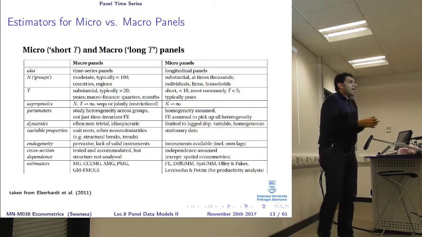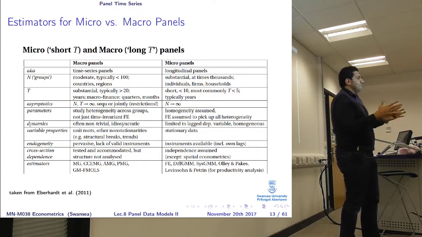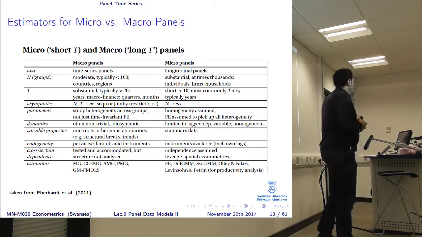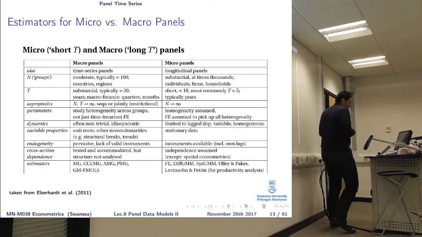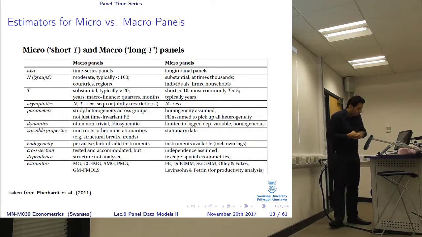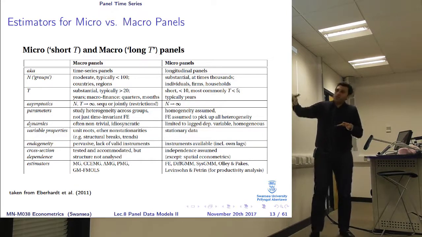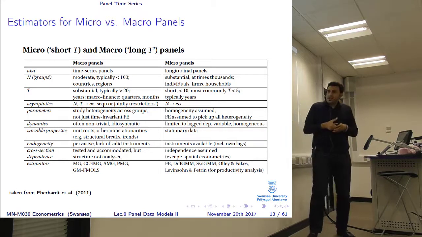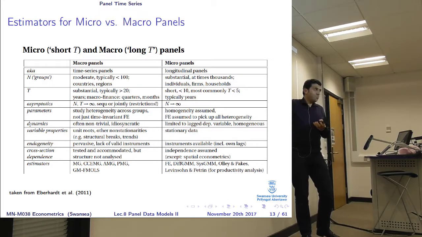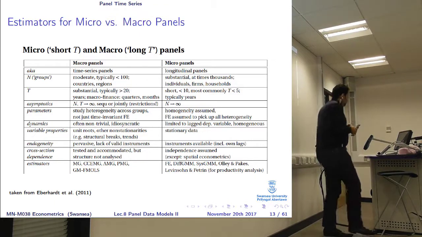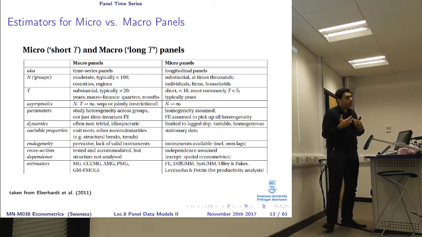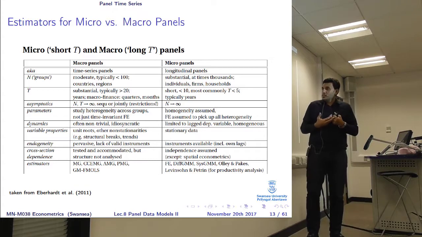But also, when you have a large panel in any case, when you have N large and T large, then you would be worried about both. So the issues that are related to both are something that you should consider in your estimation. This is just a very quick comparison. You see here with the macro panel, be concerned more about stationarity, unit root, cointegration, all these issues that we actually covered in time series, okay?